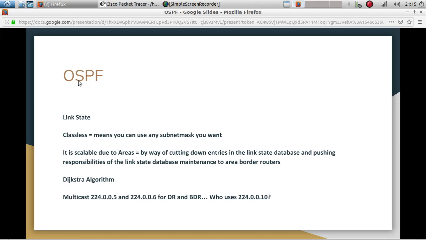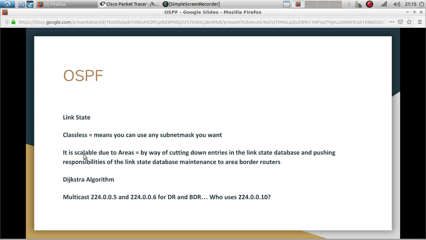Okay, and this routing protocol is also classless, which means that you can use any subnet mask that you want. So you can do subnetting. You can use a /32 mask. You don't need to use a classful mask like when you are using RIP version 1. I believe RIP is a classful routing protocol. It's really old and nobody uses it anymore.